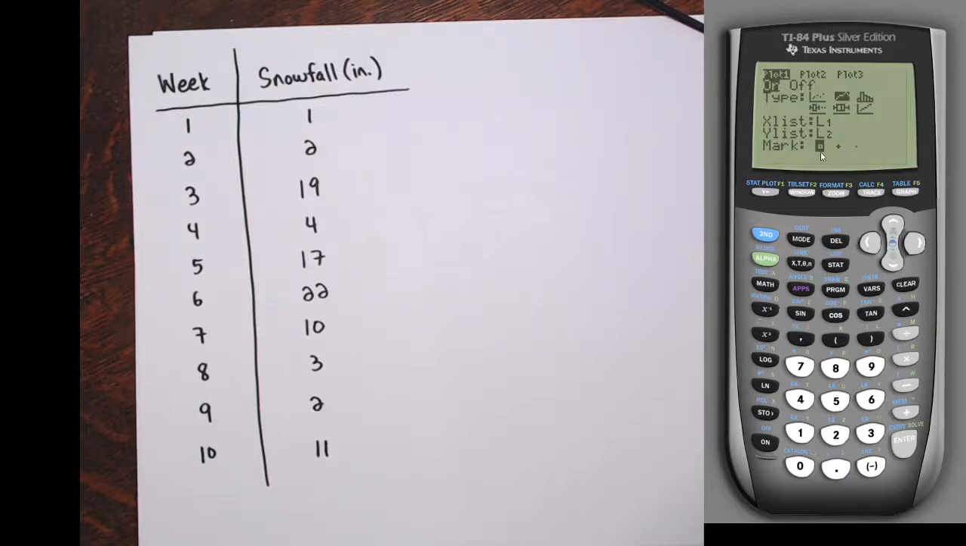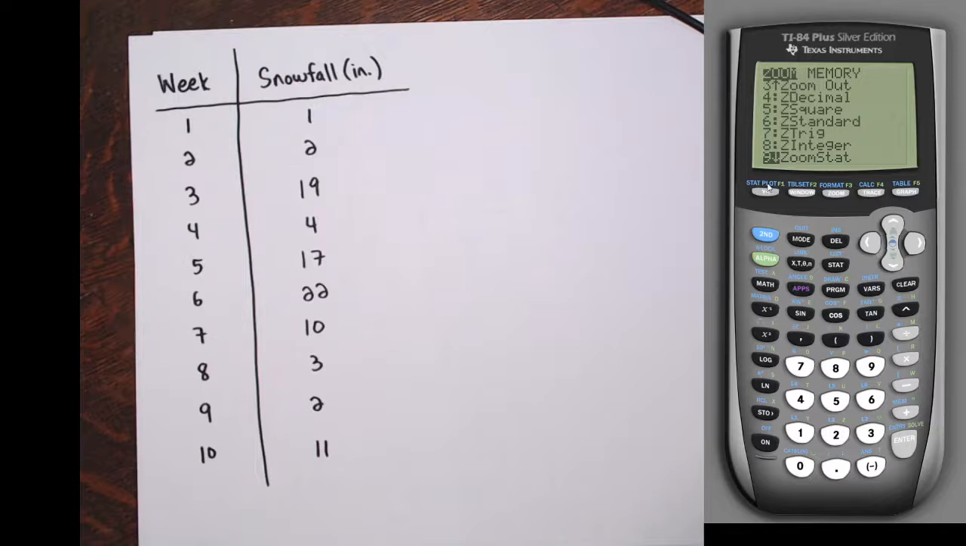This mark stuff is just what do the dots look like. Do you want them looking like little squares or little plus signs? So this really doesn't matter. Alright. So then to get the graph that I want to actually show up on my window, I'm just going to now hit zoom. And then you can scroll down to number 9 or just hit the number 9. Number 9 is zoom stat.